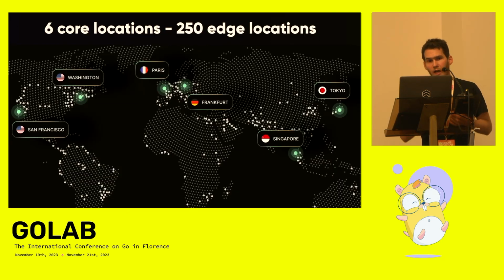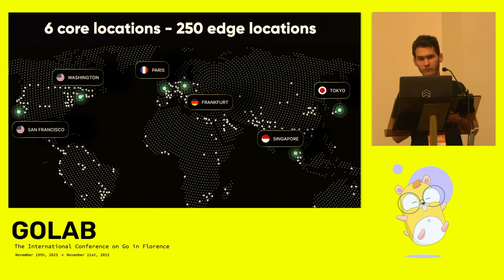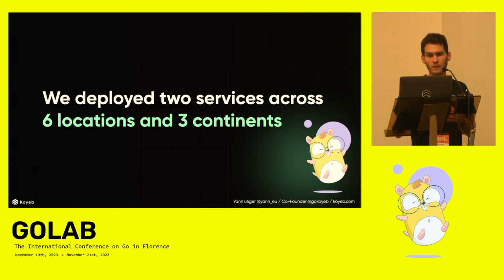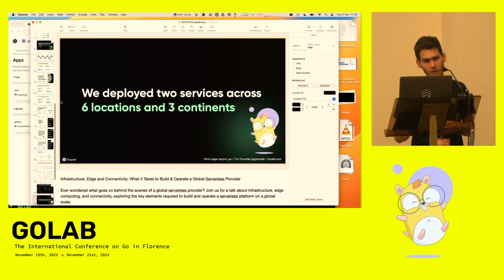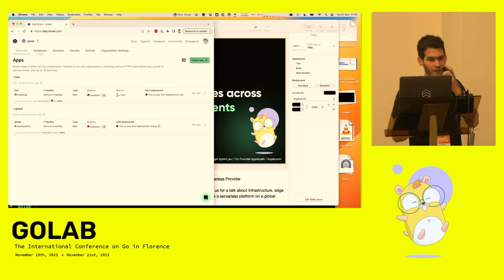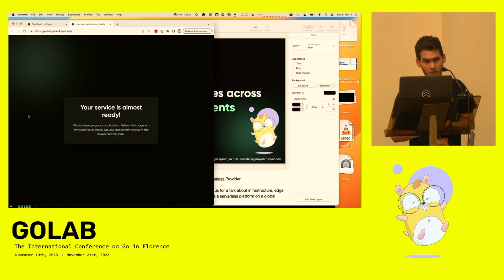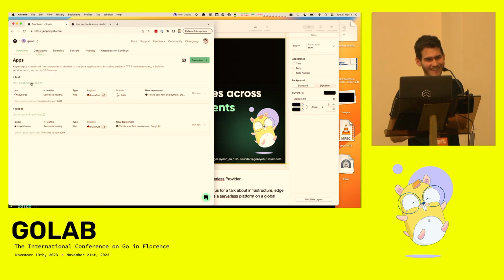So we have 6 core locations and 250 edge locations. And if you remember, before we deployed 2 services across 6 locations and 3 continents. So we'll check if they are actually working. If we go here, your service is almost ready. So this is not expected. That's the amazing thing of doing a live demo.